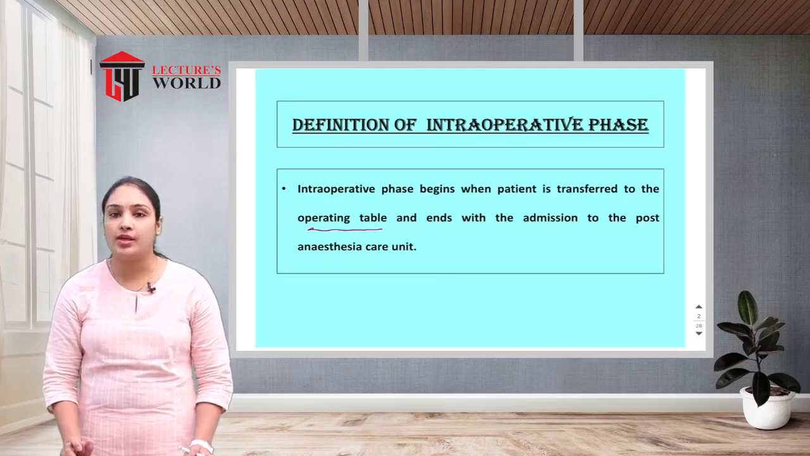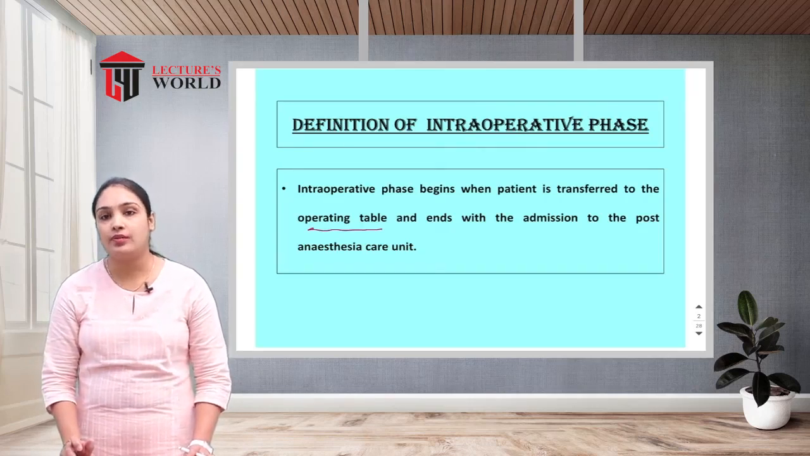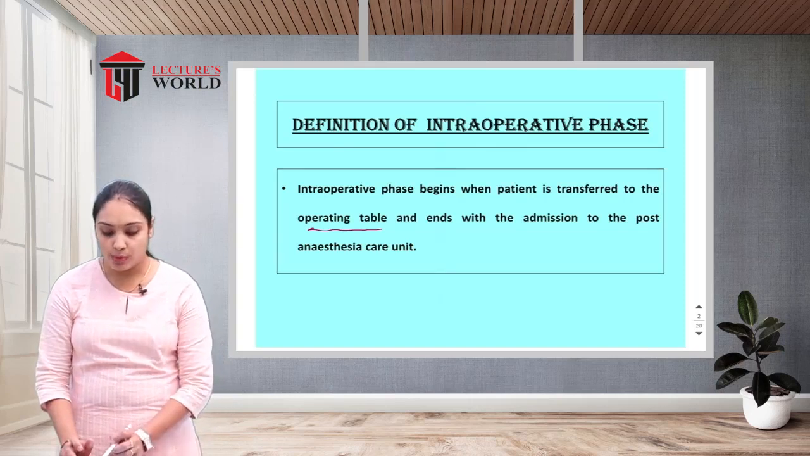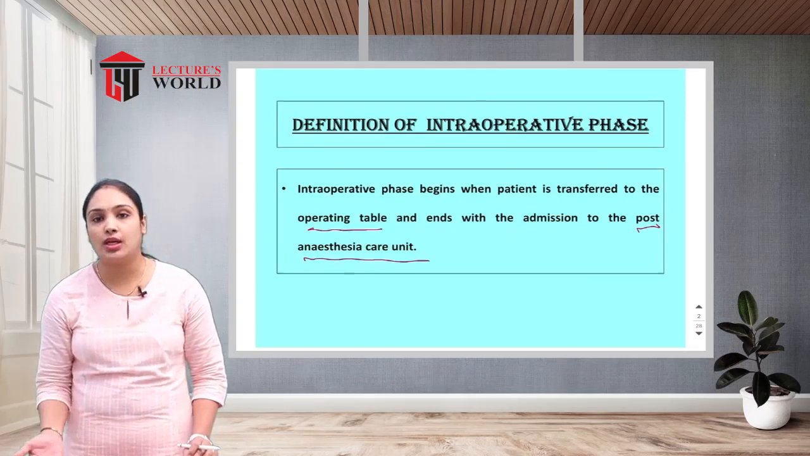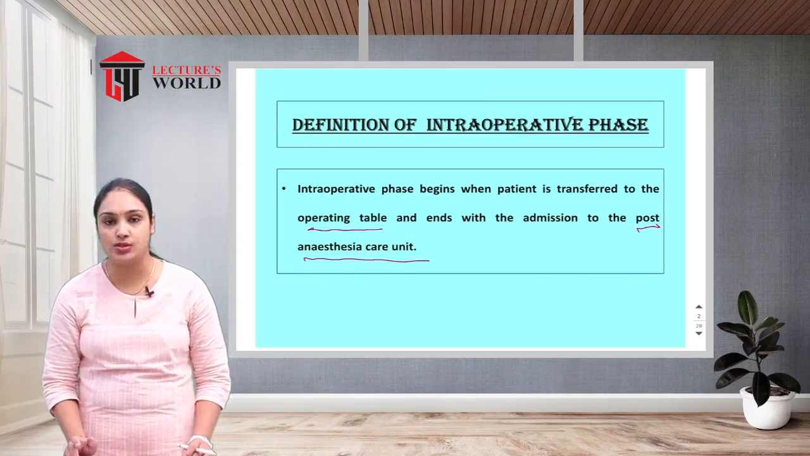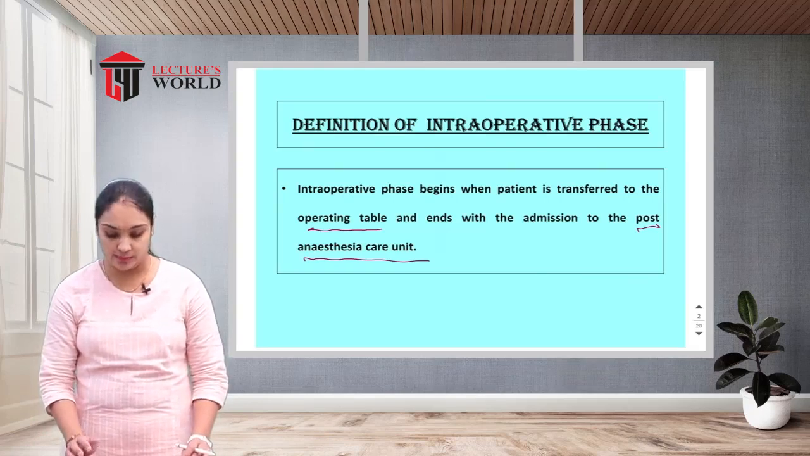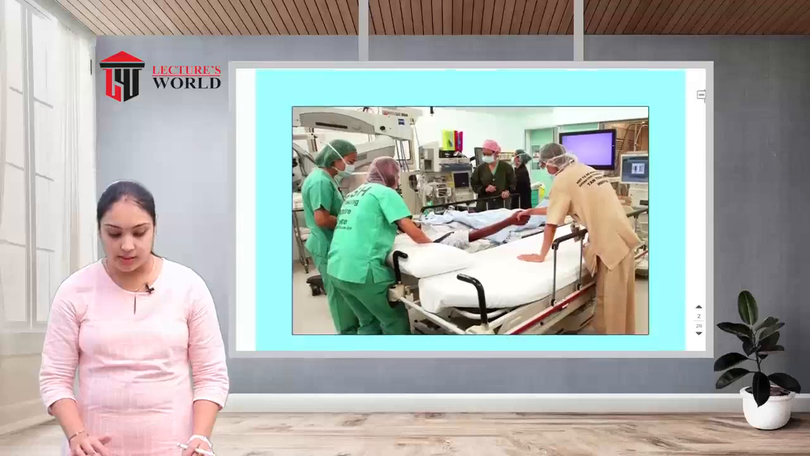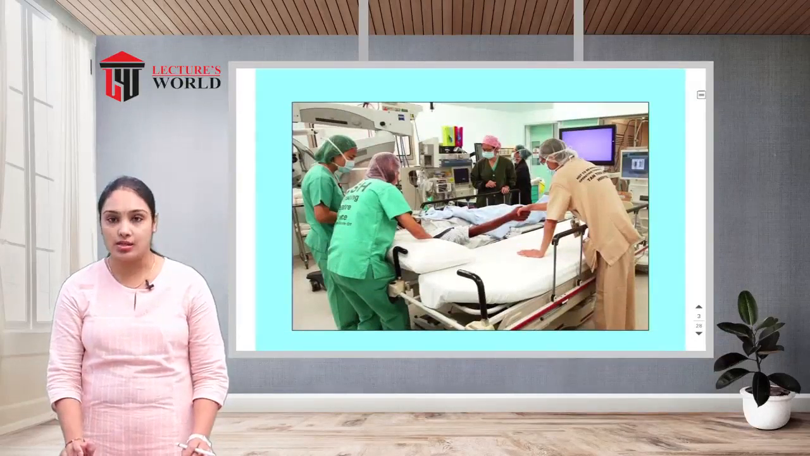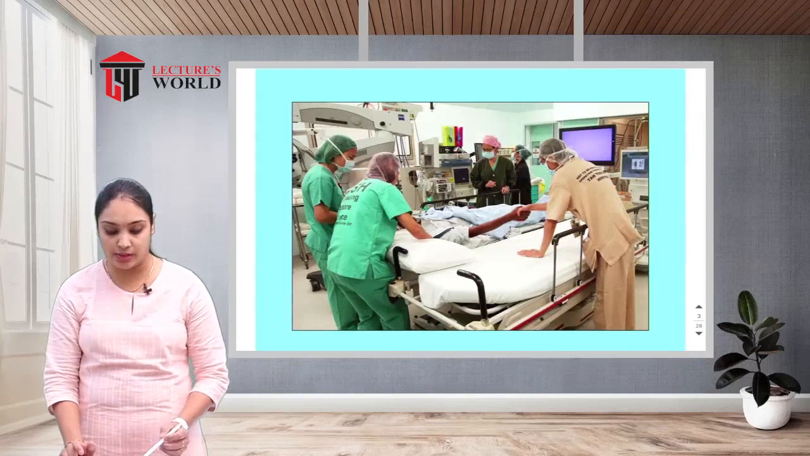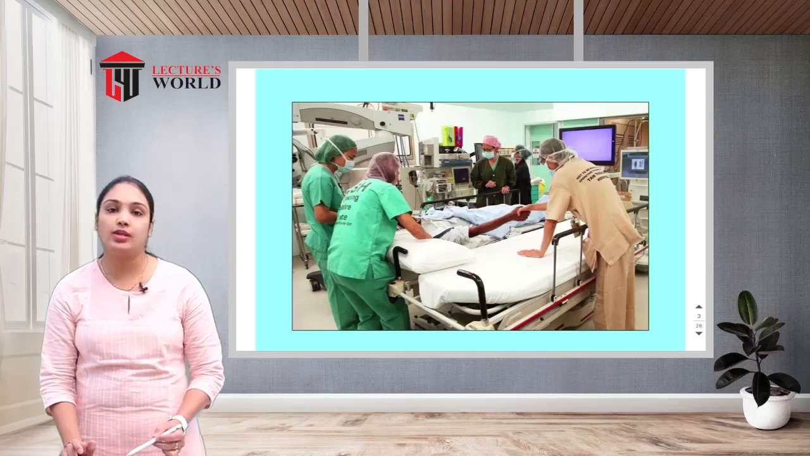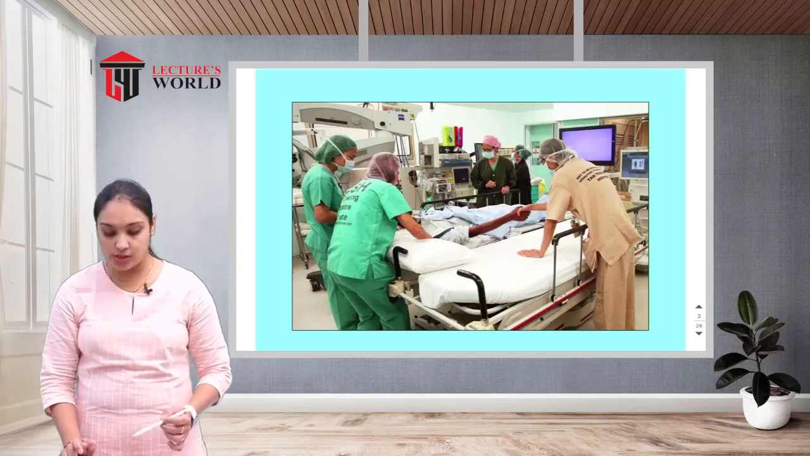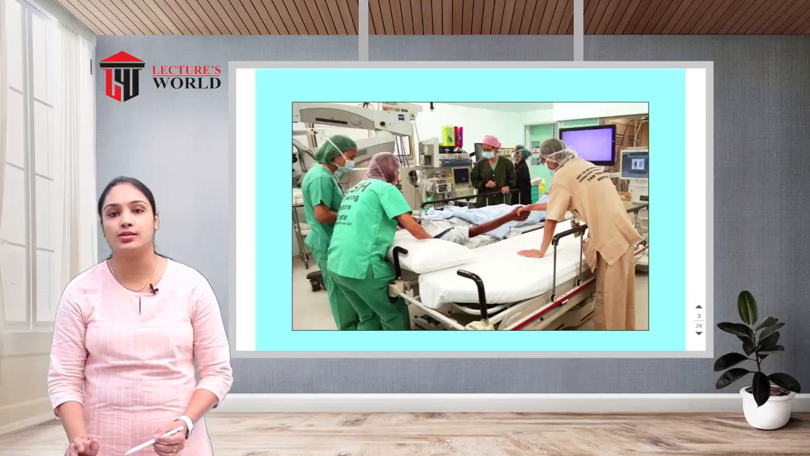So we are receiving the patient on the operating table until after the completion of surgery. After that, we are going to transfer the patient to the post anesthesia care unit. So we are transferring the patient to the recovery room, and that phase is known as the intraoperative phase. Understood? Next, in this figure you can see the healthcare personnel transferring the patient to the post anesthesia care unit, receiving the patient from the OT, which is also known as the recovery room.